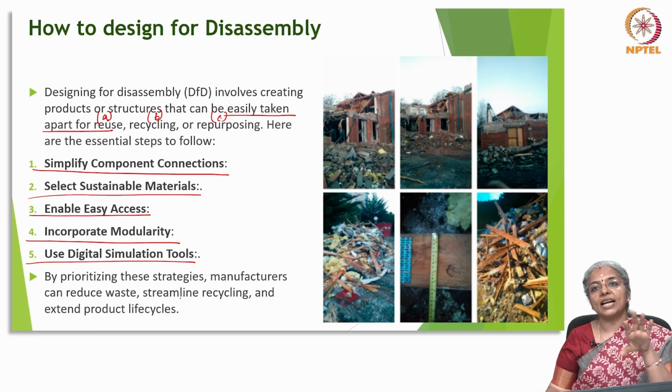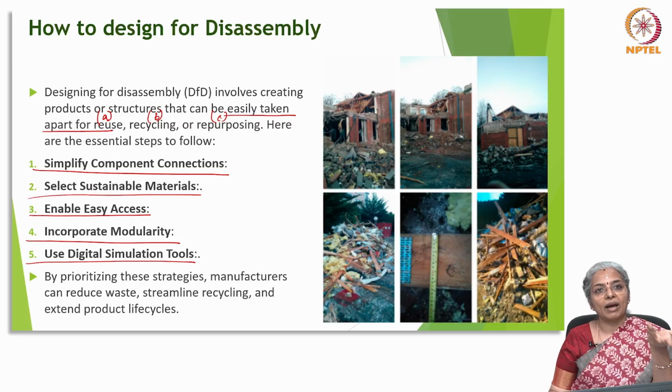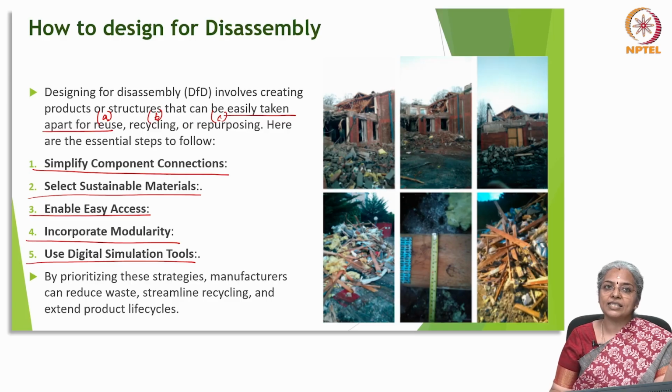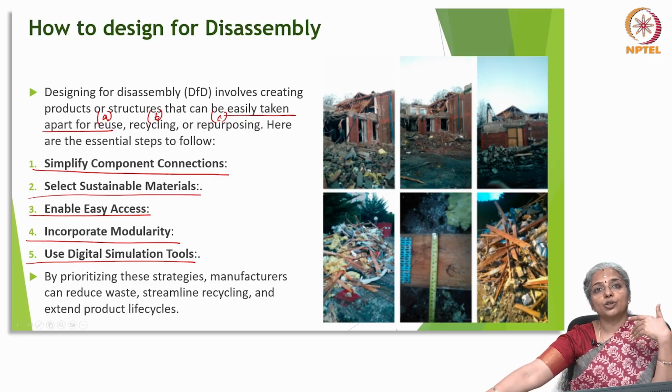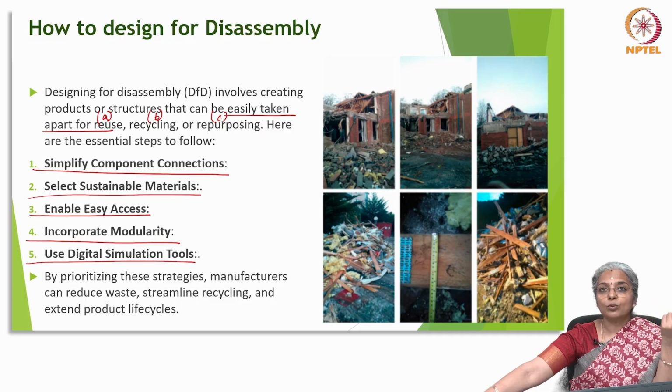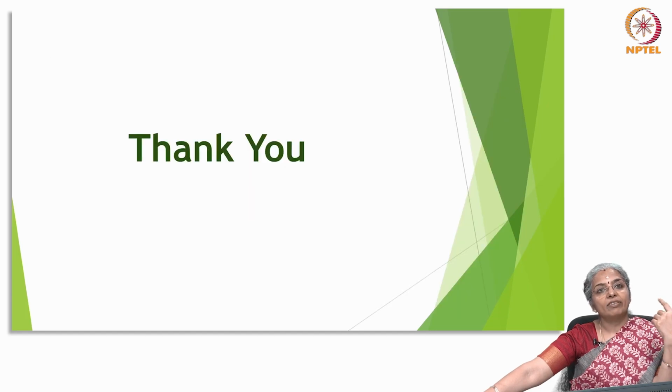By prioritizing these strategies, all the stakeholders including manufacturers can reduce waste, streamline recycling and extend product life cycles, which is actually one of the most important criteria or necessities for us in order to practice sustainable architecture through circular economy. With this, I will stop today's class, and we will continue with another topic in the next class.